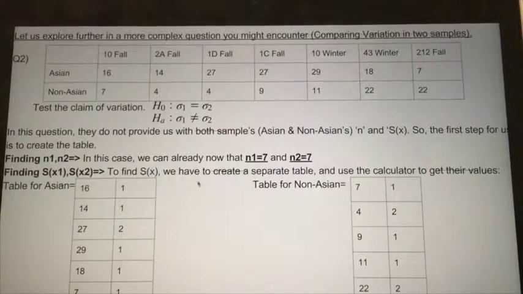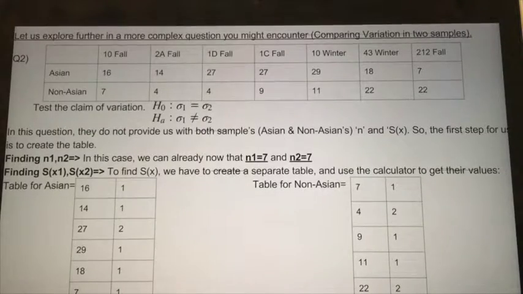So here's the table. You just have to use the calculator, plug in the values in stats edit, and test the variation to find the standard deviation, which is 8.20 in this case. And you do the same for non-Asian, except with different numbers since different numbers are listed. So 7 appears 1 time, 4 appears 2, 9 appears 1, 11 appears 1, 22 appears 2. Use the calculator again to find the standard deviation and you get 7.74.